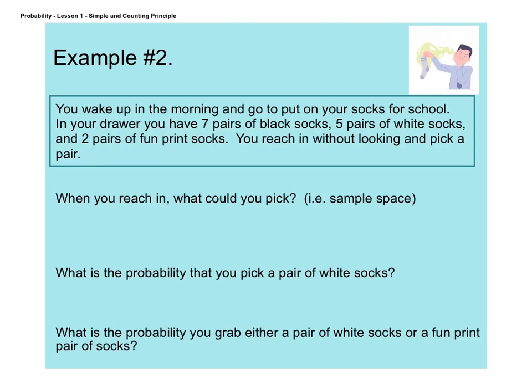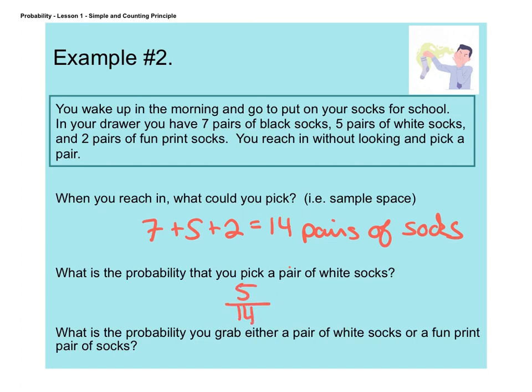You wake up in the morning and you put your socks on for school. In a drawer you have 7 pairs of black, 5 pairs of white, 2 pairs of print. When you reach in, what could you pick? So your sample space is 7 plus 5 plus 2, which is 14 pairs of socks. What's the probability that you pick white socks? Well, out of 14 pairs, 5 pairs are white.